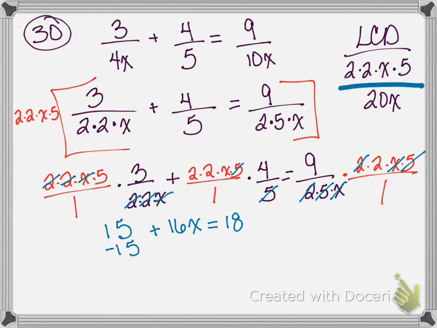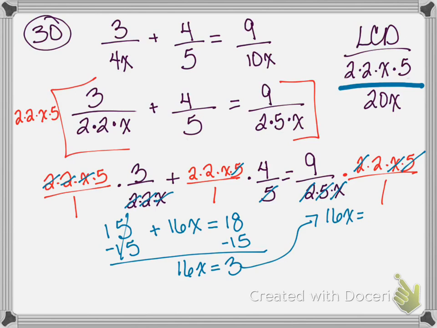Subtract 15 from both sides. I'm left with 16x equals 3. I'm going to divide by 16. So x equals 3 over 16.